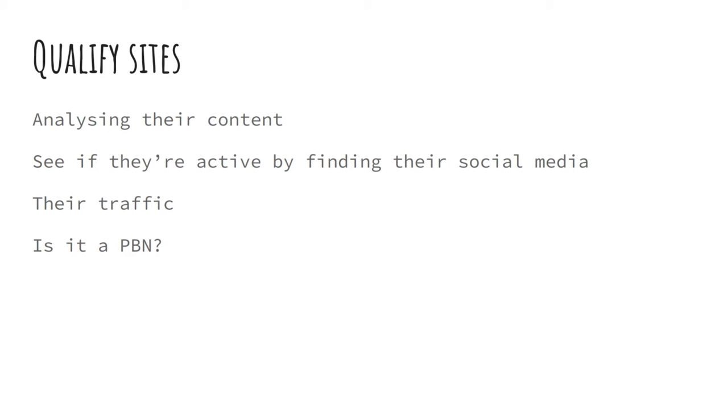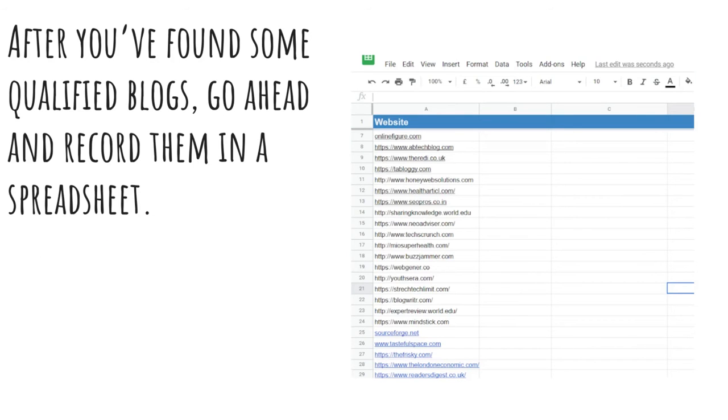One of the ways you can identify a PBN is to check out their posts or how many sites they're linking to. If they're linking to a lot of affiliate sites and local websites, then it's probably a PBN. Look at their content. Is it good? And again, is it getting any traffic? If it's not getting any traffic, then I wouldn't recommend guest posting on that site, even if the domain authority is super high. So next up, after you've found some qualified blogs, go ahead and record them in a spreadsheet.